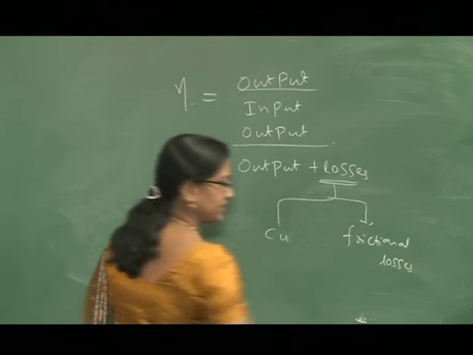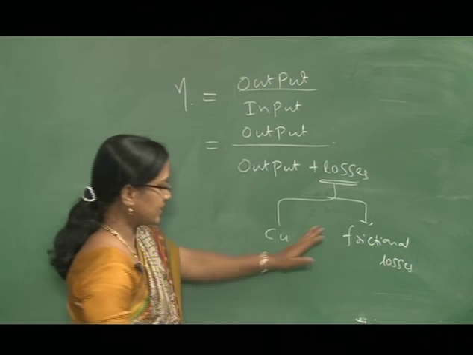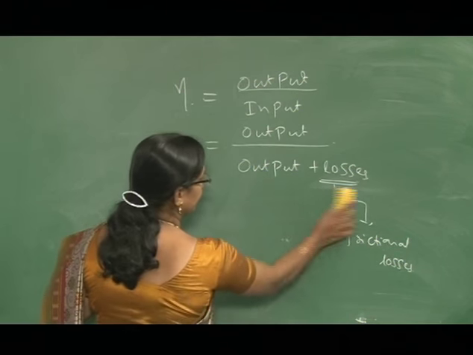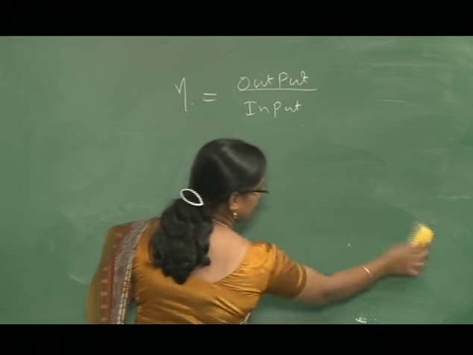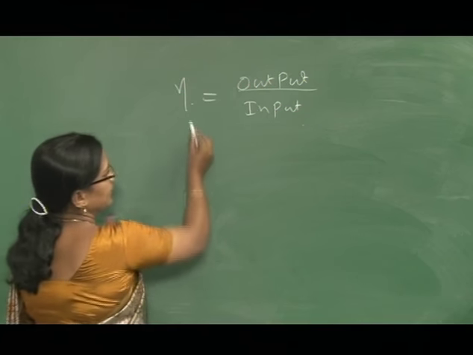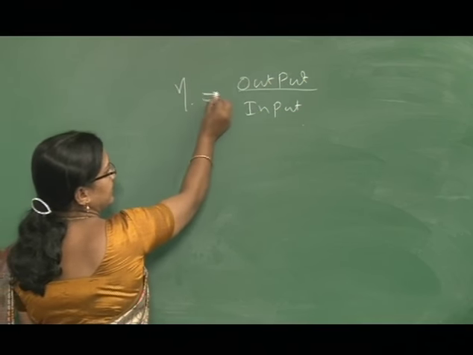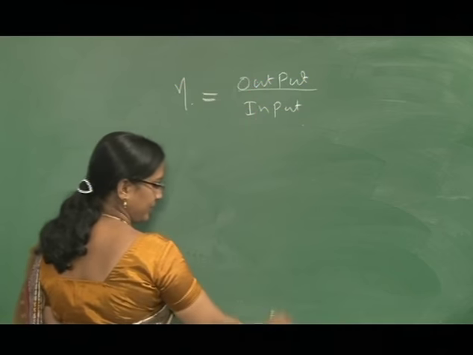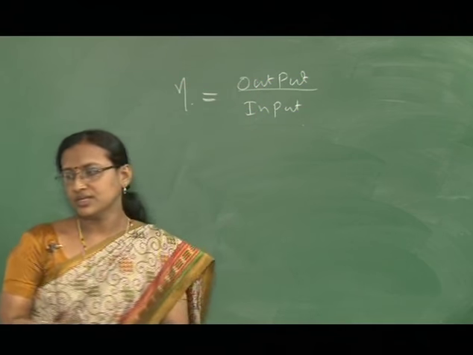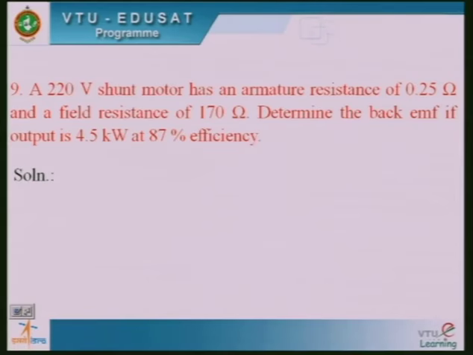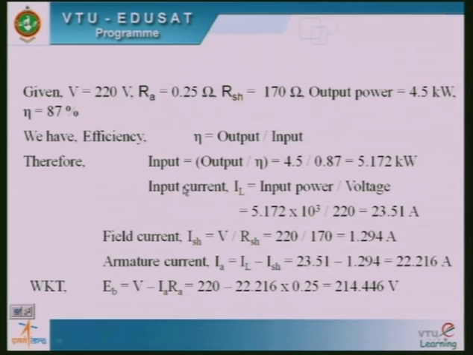These you are going to study when you are studying AC motors. Here I am not going to teach this in detail. So, efficiency is equal to output divided by input, you consider this equation. Now you see how exactly you are going to calculate the back EMF when the output is given, because the back EMF also depends on the output.